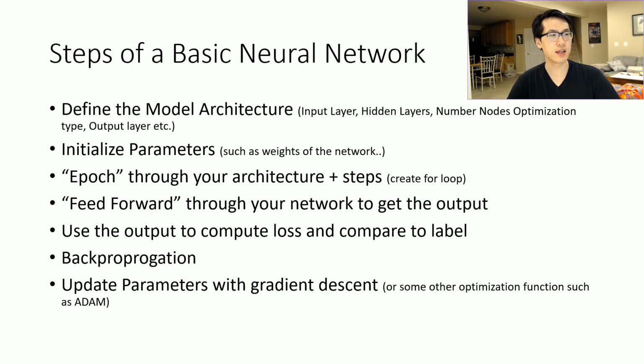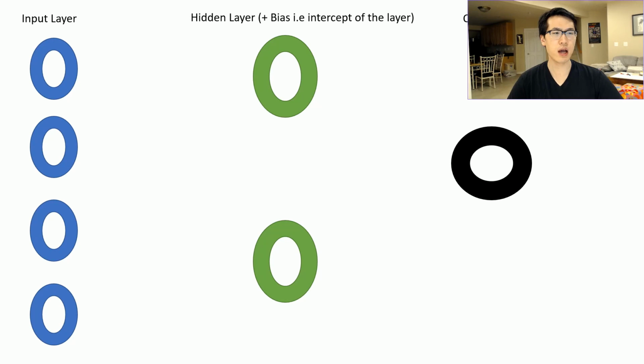So let's dig into the feed forward part of the neural network. So I have a very simple model. I have my input layer, I have one hidden layer, and an output layer.